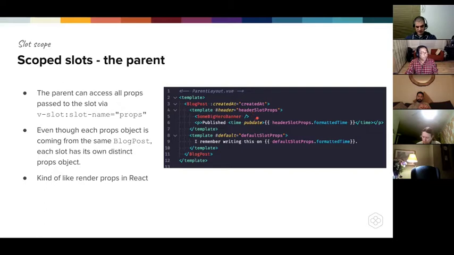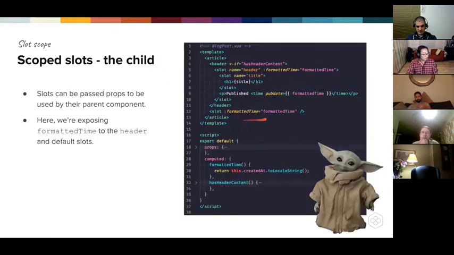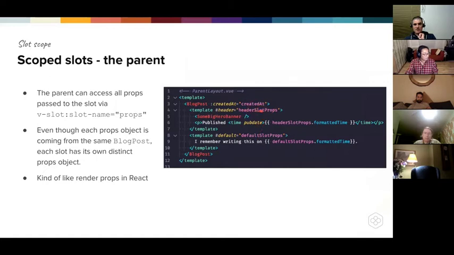So both of these have access to formatted time because I've put them in there, but the scopes of each of these are distinct, right? Because I could v-bind different stuff on these two slots. Maybe this doesn't get formatted time at all, or maybe this, I don't know, has access to header content or something. So these two are actually distinct, header slot props and default slot props. Any questions on that? This is where it starts to get, now we're entering intermediate territory.